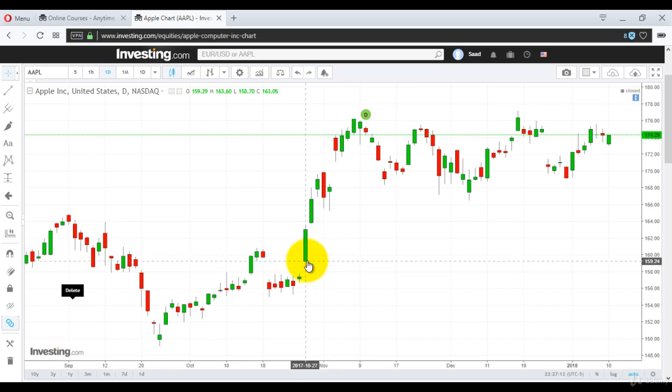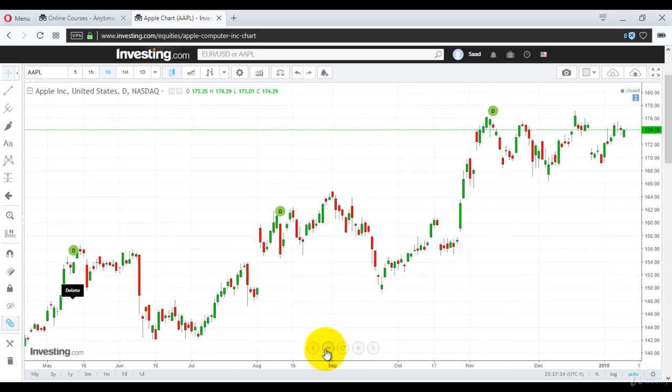Now what does the big white candle mean? It means that the power in it is huge. For example, the open on this candle is 159, whereas the close on this candle is 163.05, which means it's a $4 candle. Now don't think that if some candle is of $4 then it's a big white candle.